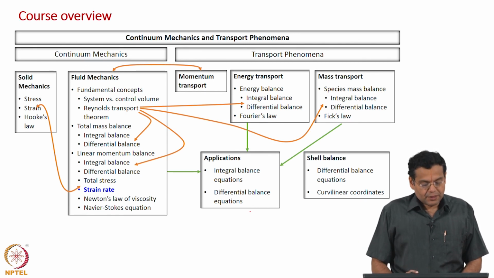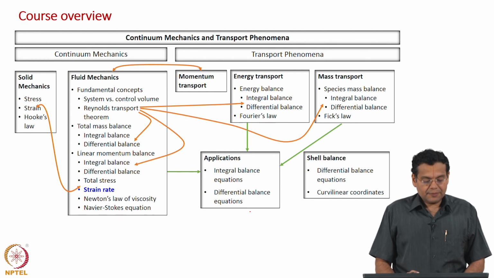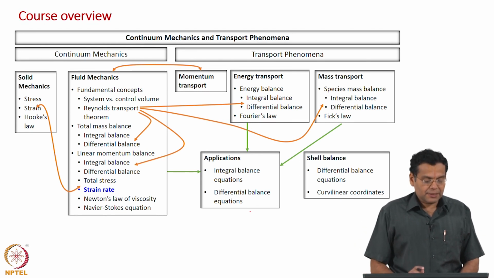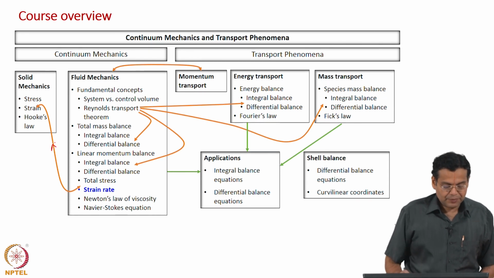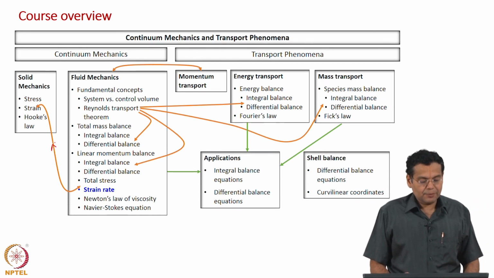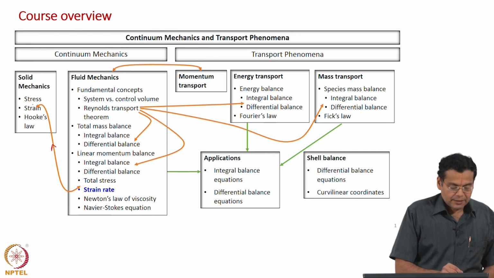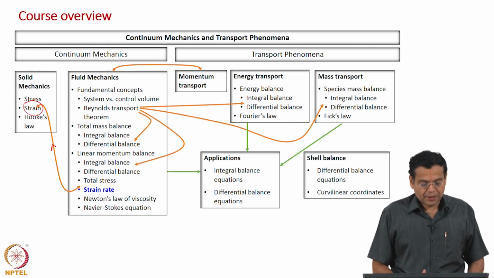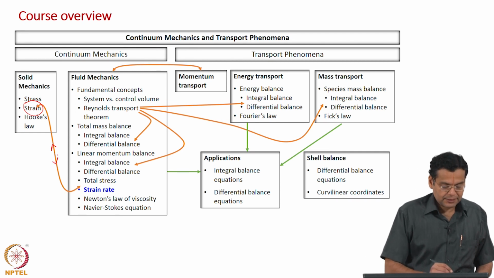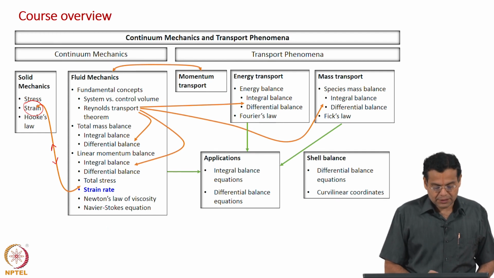They ought to be related to velocity gradients. To understand velocity gradients, we need to understand displacement gradients. So, we went forward through this double headed arrow to solid mechanics, discussed about strain, and now we are coming back to fluid mechanics to discuss about strain rate. Okay. That is where we are.